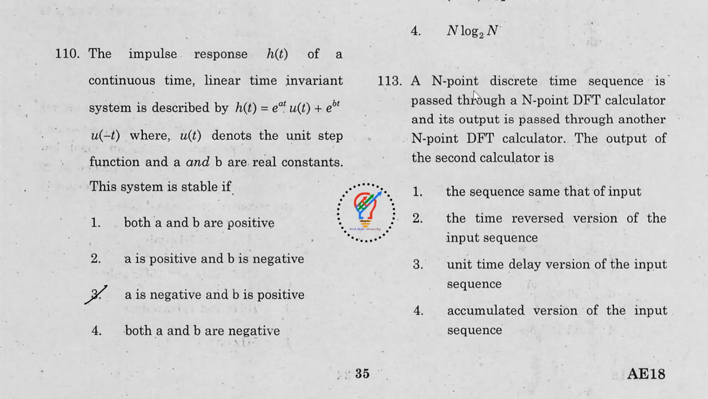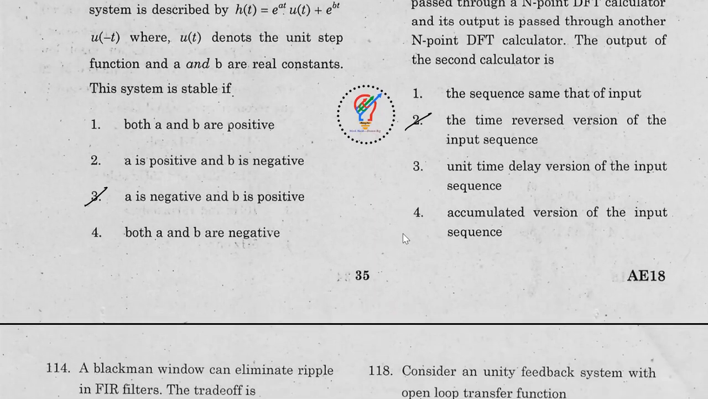Next one. An n-point discrete time sequence is passed through an n-point DFT calculator, and its output is passed through another n-point DFT calculator. The output of the second calculator is what? The answer for this question is the time reversed version of the input sequence.